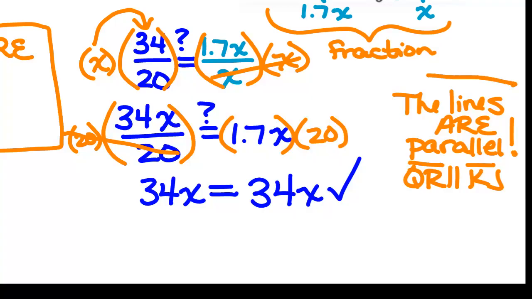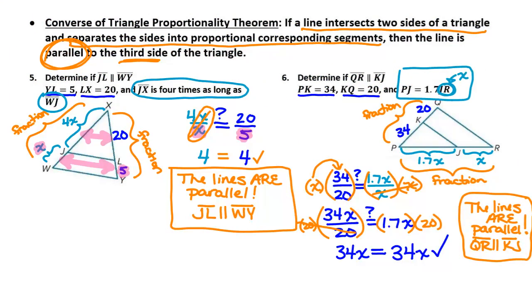If they didn't come out to be the same on both sides, then we would say the lines are not parallel. They won't always come out to be the same. These two examples they did, and you can do it either the way we did on the left or the way we did on the right, whichever one feels more comfortable for you. What you're looking for is, do the two sides come out to be the same? All right, let's flip this over to page 13.